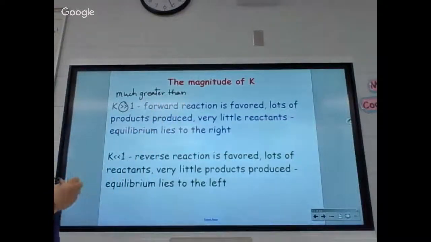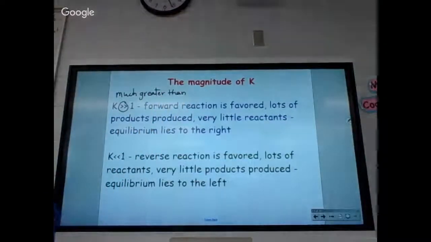Okay? That means much greater than. So, if you have a number that is much greater than 1, it tells you the forward reaction is favored. You have lots of products and very little reactants. It means the equilibrium lies to the right. And I'm going to explain that in a minute.